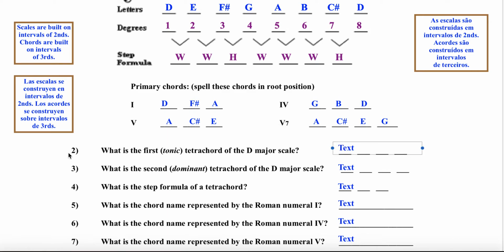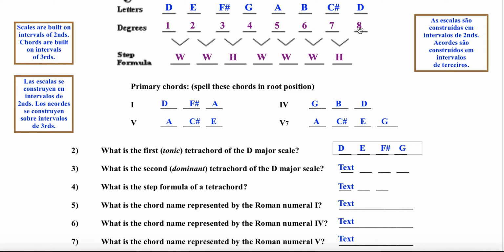Now let's move on from 2 through 7 in this worksheet. Number 2, it says, what's the first or tonic tetrachord in the key of D major? Remember, there's the term chord in tetrachord, but it's really not a triad. It's not a chord built on thirds. It is represented by the first 4 scale degrees. In this case, it's D, E, F sharp, and G.